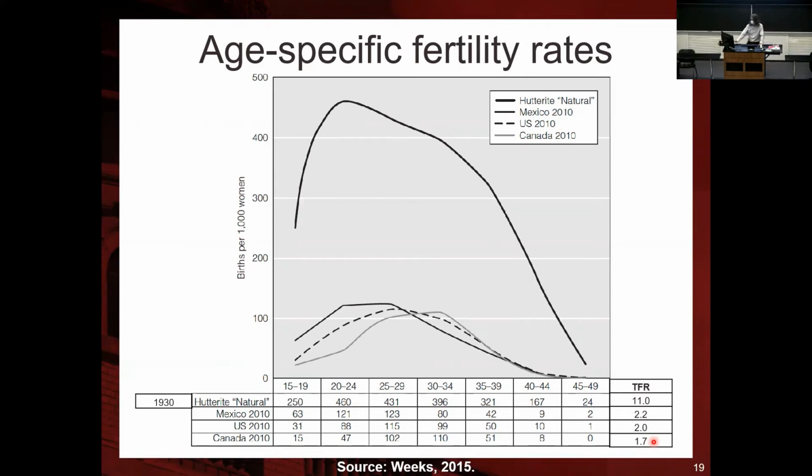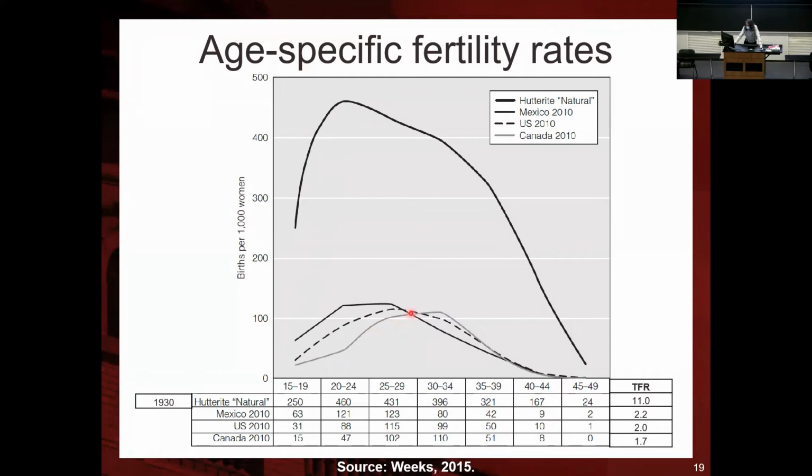Putting the age-specific fertility rates that are shown here into a graph format, you see Mexico still with high levels of age-specific fertility rates among younger women compared to these other ones here. But of course, much lower than when you compare to the natural fertility, taking the fertility of Hutterites as this measure of natural fertility. The US already has lower levels of fertility than Mexico, with data from 2010, and Canada also lower levels.